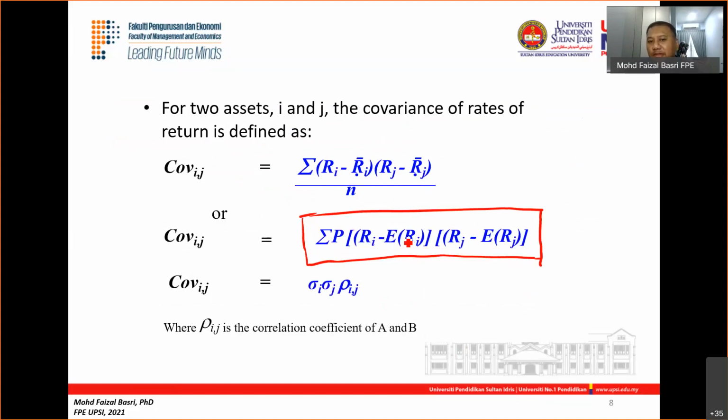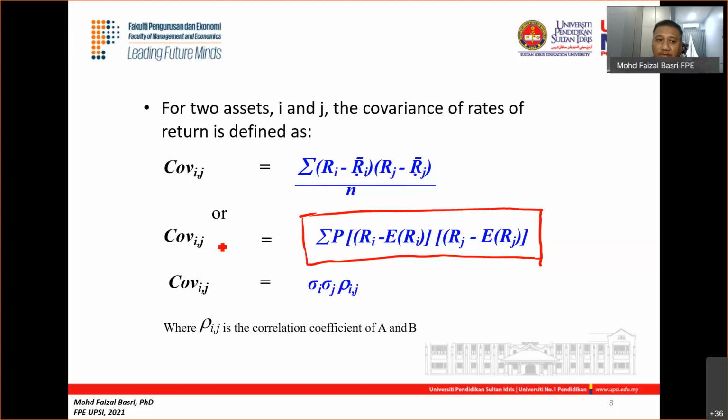Okay, so if you see the formula, it is actually quite similar to what we've done before when we calculated the variance, if you remember. If you look at this part, it's actually the sum of P, probability, multiplied with the difference of rates. But for variance, if you remember, this part in the bracket, you square it in order to find the variance. But for covariance, because we want to see the relationship between two stocks, in the bracket we multiply the two differences of the stocks without the square.